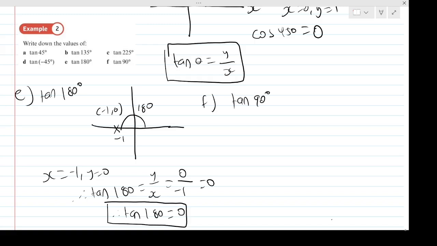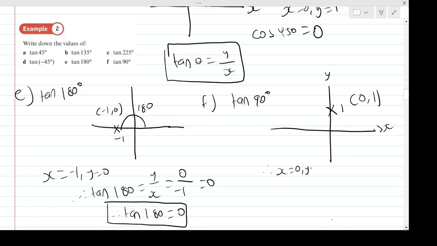So again, we're going to draw a little graph. So we're going to move 90 degrees then. So it's just going to be a right angle, right? It's going to be there. Okay, that we move 90 degrees from the x-axis. So again, it's going to be on the positive y-axis here somewhere. So it's going to be positive 1 for y. So the coordinate then is going to be x is 0, y is 1, right?